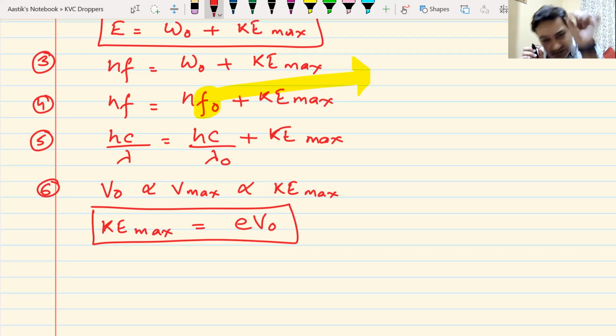Small e, small e. Small e is always the charge of the electron, bacha. It cannot be anything else. Okay, sir. Yes, sir. Fine, sir. Everything looks good, sir.